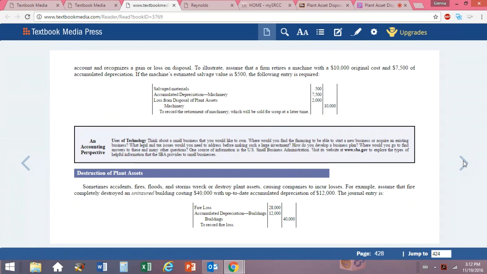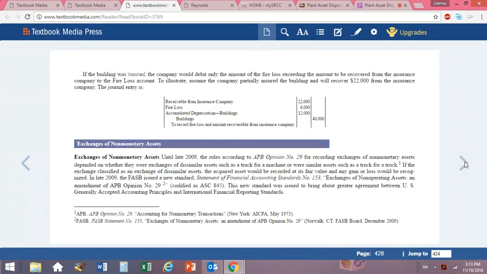Destruction of plant assets, again, you would take the building off the books, take the accumulated depreciation off. You're not getting cash, and this time you have an expense. You have a loss due to the fire. So whatever you had in book value, which was $28,000, you lost that much on the books. So you just debit fire loss in that case.